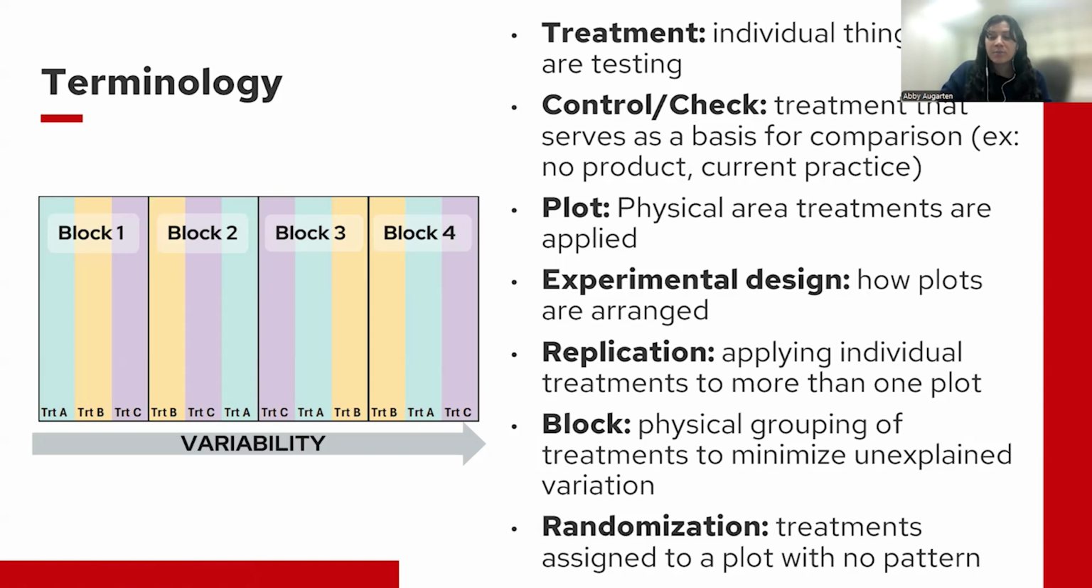And then the last term is randomization. So putting out these treatments with no discernible order, right? We want it to be in a random order just in case we do have that source of variability across a gradient. We don't want to accidentally be favoring one treatment over another.